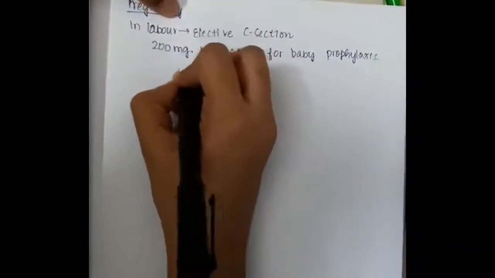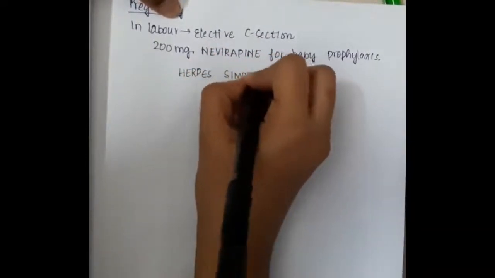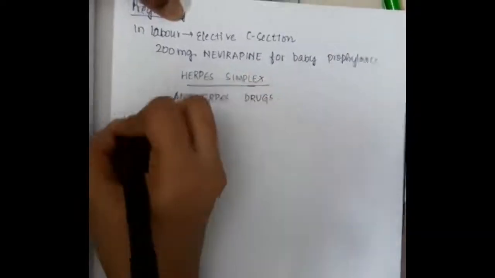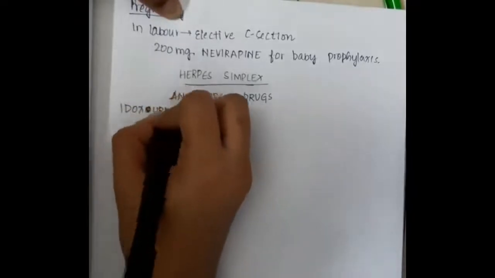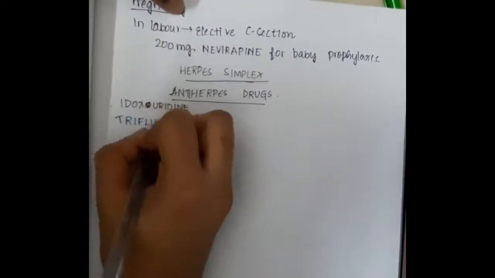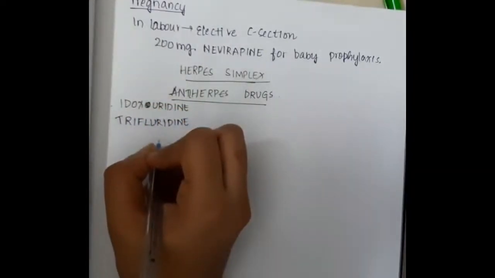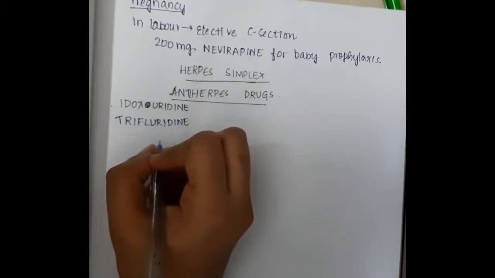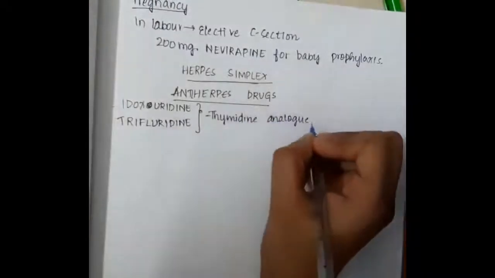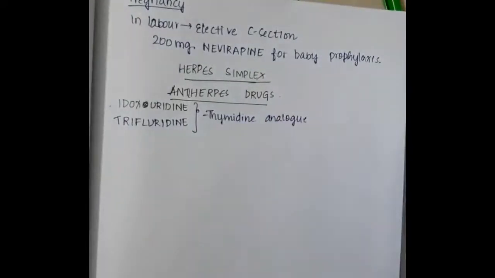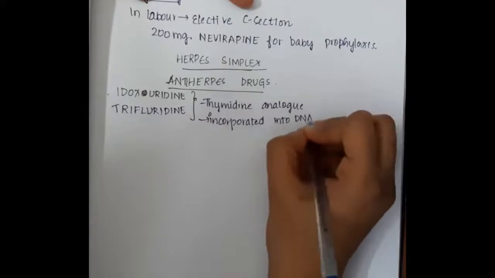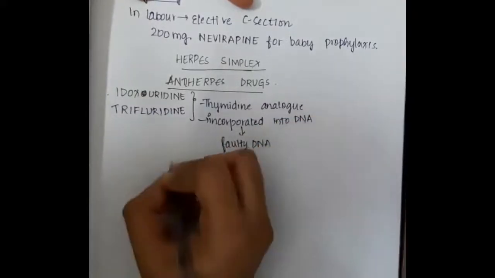Hello friends, let us now learn some important points about herpes simplex drugs. These anti-herpes drugs include idoxuridine and trifluridine. Both are thymidine analogues which are incorporated into DNA, thus resulting in faulty DNA formation.